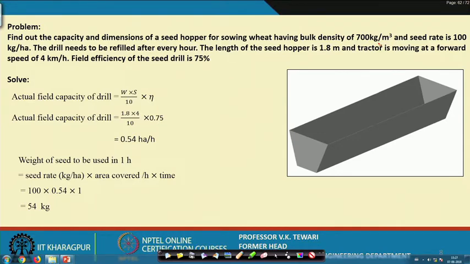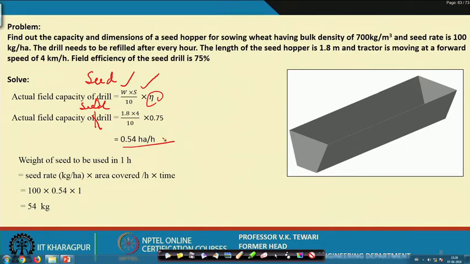Now, we have done it for you here. Now, actual field capacity of a drill, where here we mean a seed drill. So, at this location also we mean seed drill. You see that the actual field capacity, from standard information, is the width times the speed of operation divided by 10, times the efficiency. So, this will give you straight away the actual field capacity of a particular seed drill. If the length is 1.8 and the speed of operation is this, so width into length by 10, the units have been taken care of, accordingly you will get that the actual is 0.54 hectare per hour. This is the capacity.